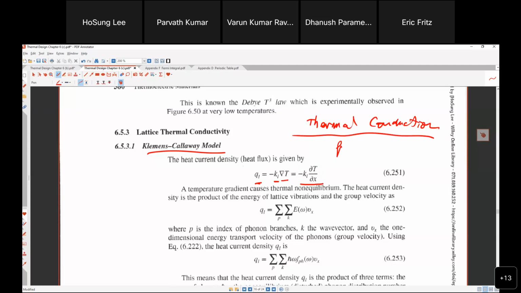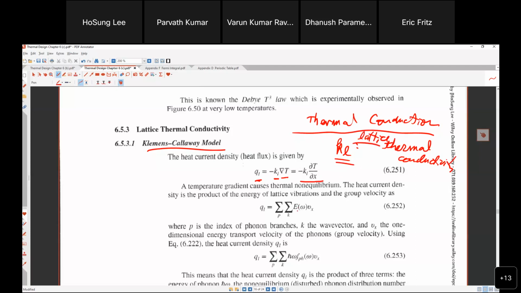So KL is what we call thermal conductivity. Everyone knows that conductivity, but actually it is a lattice one, because there is electronic also. So now lattice thermal conductivity we talk about.